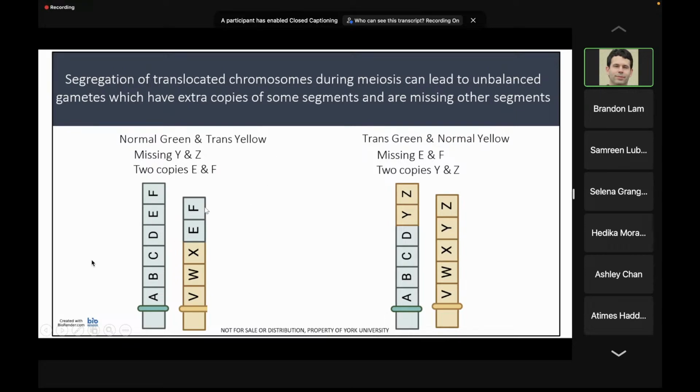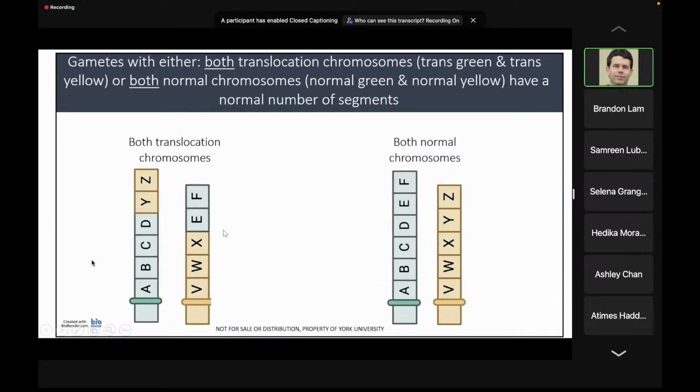But ultimately this is what you ended up with. You had these homologs that didn't recombine, and then non-sister chromatids, so to speak, that did recombine. Ultimately, this one ends up with missing copies of E and F and 2 copies of YZ. See the 2 copies of YZ, E and F is gone. And this one has missing YZ and 2 copies of EF.